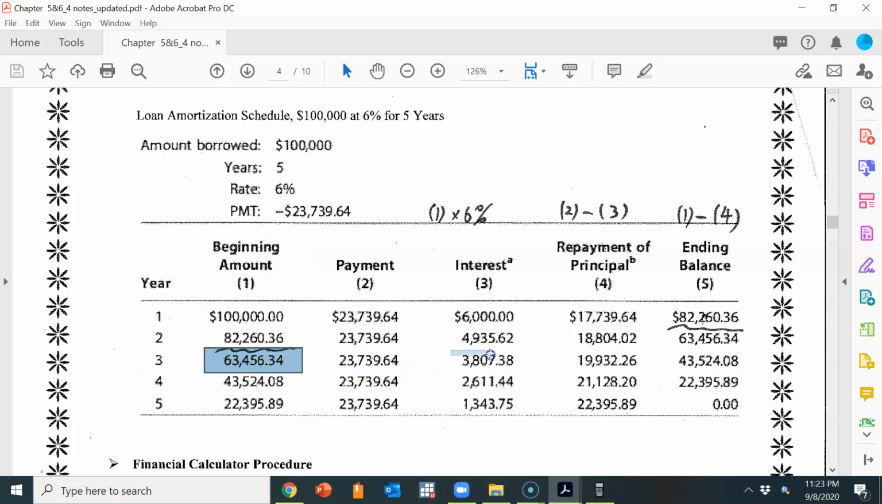Okay, and we calculate interest in the third year by using this beginning amount multiplied by 6%. And then we use the total payment minus the interest we pay for the third year as the principal we pay for the third year. And then we use the beginning amount in the third year minus the principal payment in the third year. So we have the ending balance in the third year. And we repeat this process for the fourth year and the fifth year. So we have the whole table, and you can see that the ending balance in the last year is 0, meaning we pay off all the principal.